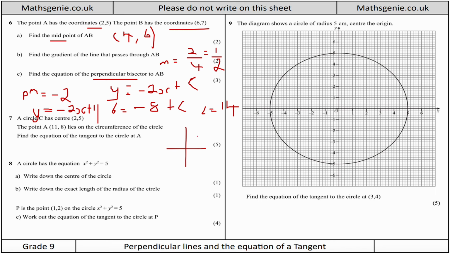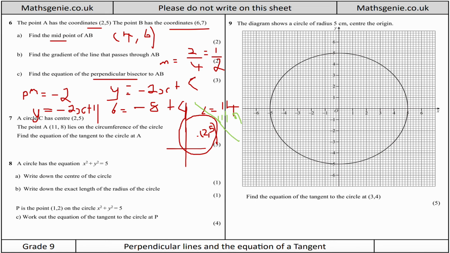So 2, 5, that's at the centre. Imagine it's going to look something like this, as a rough sketch. That's 2, 5, and then it goes to 11, 8, which is 11 across and 8 up. So let's say it's approximately here. That's going to be point A, which is 11, 8. We want the equation of this line here.